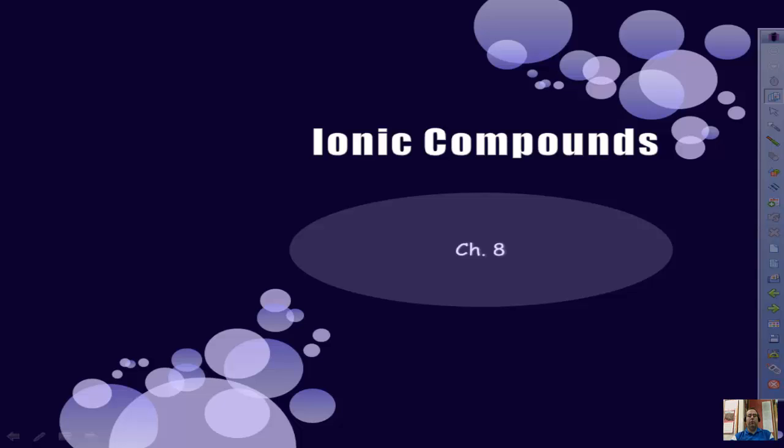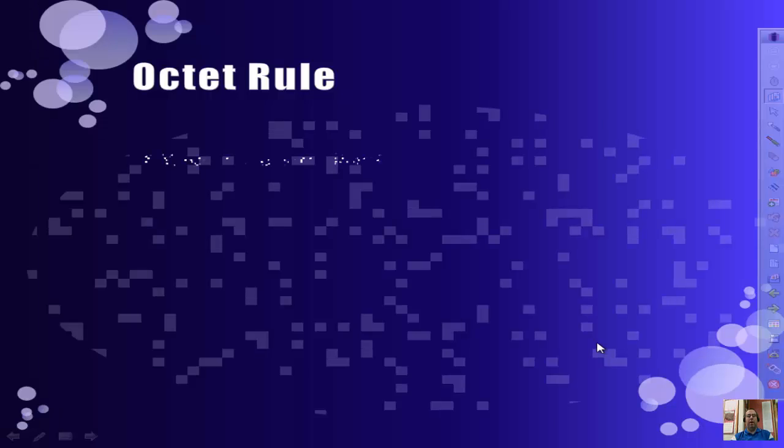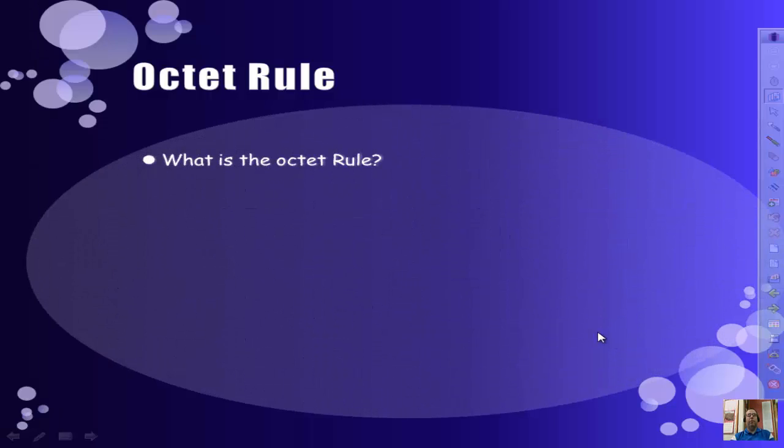Chapter number 8, we're going to start talking about ionic compounds. Again, we've talked about the elements and things like that, but what we're going to do is start looking at those elements and really how they become stable. Now, when we begin talking about ionic compounds, really the first thing that we have to do is look at the octet rule.